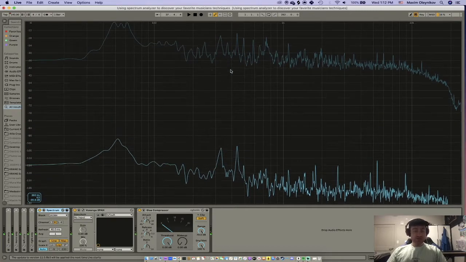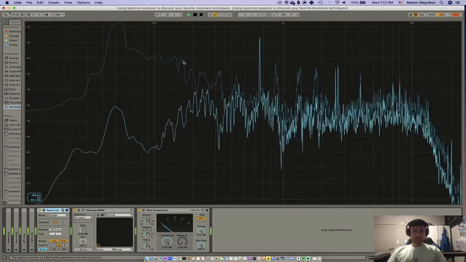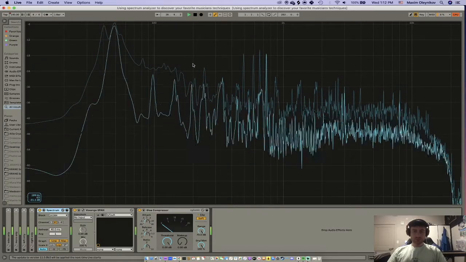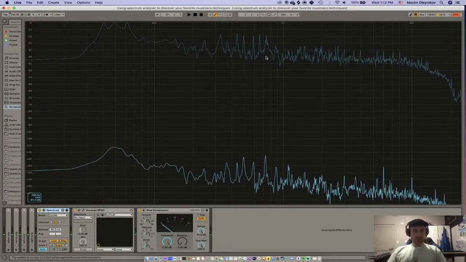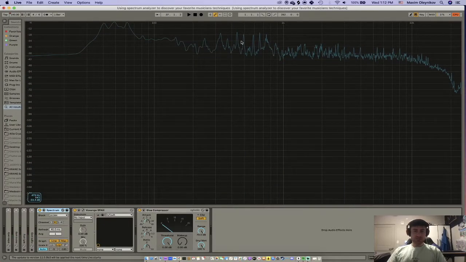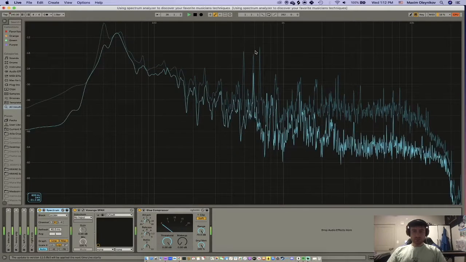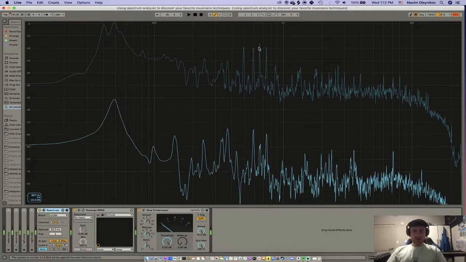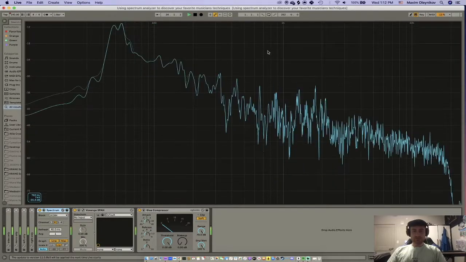There's a lot of information going on here, but let's start trying to break it down. A couple of things you should take into consideration: look at these peaks here in the middle. Notice that this peak in the middle comes up at the same time as these two little peaks over here.